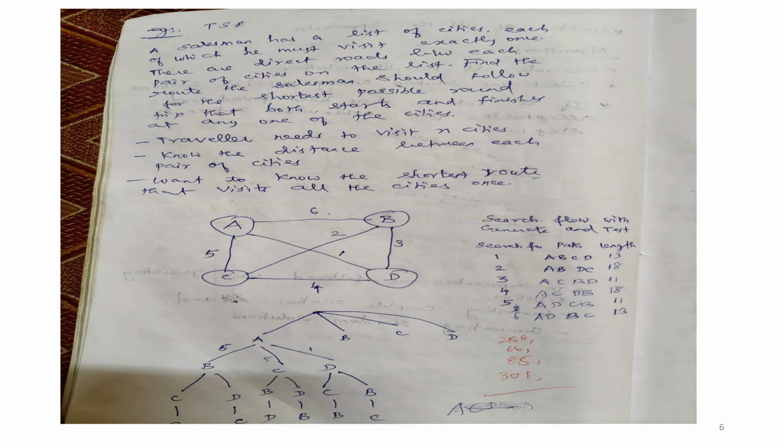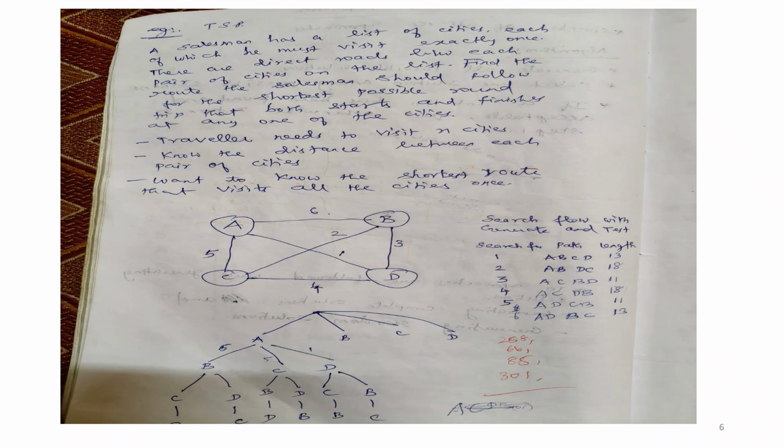The distances between the cities are: A to B is 6, A to C is 5, B to D is 3, C to D is 4, A to D is 1, B to C is 2. The goal is to find the route with the minimum total distance. So now we apply generate and test.